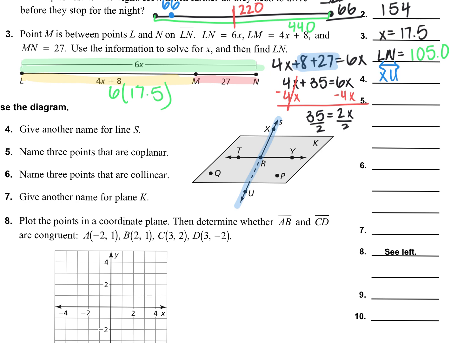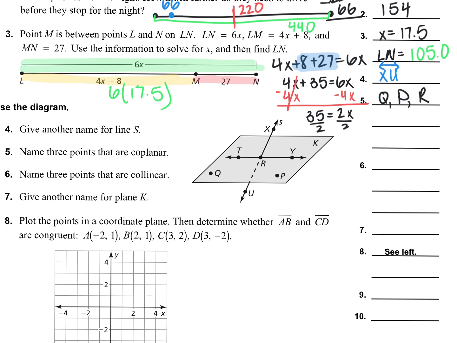All right, looking at number 5, name 3 points that are coplanar. What does coplanar mean? On the same plane. So, looking at it, we have to give 3 points that are on the same plane. Who could give me 3 points? Who could give me 1? Ava? Q. Okay, so we're going to go off Q. So Q is 1. What's another one? Gage? P, and I need one more. William? R, okay. 3 points.